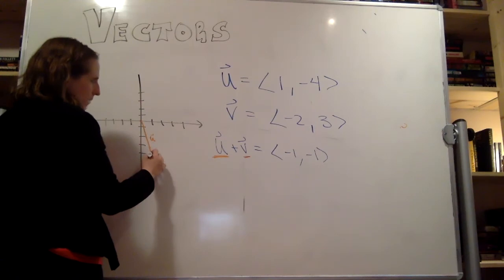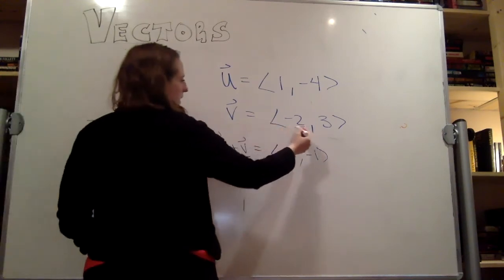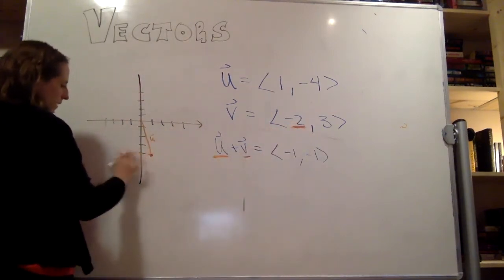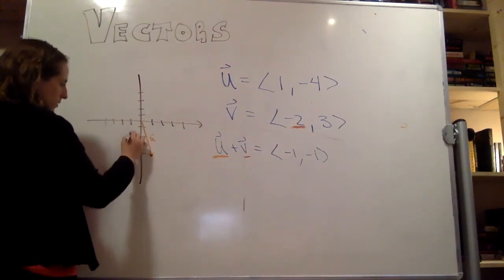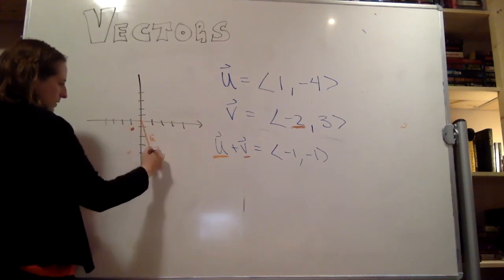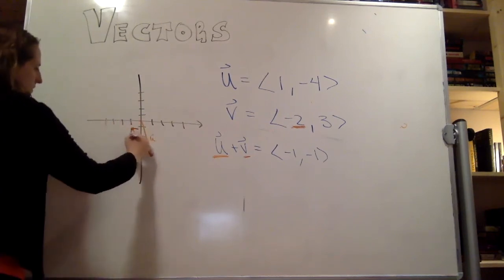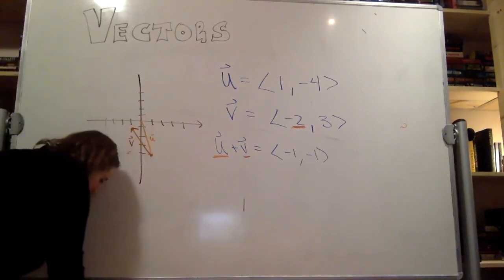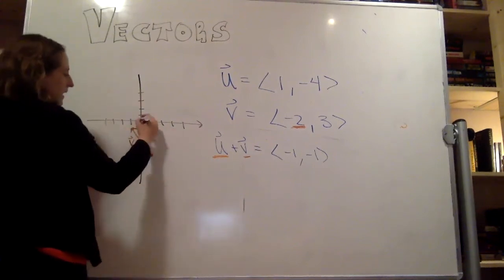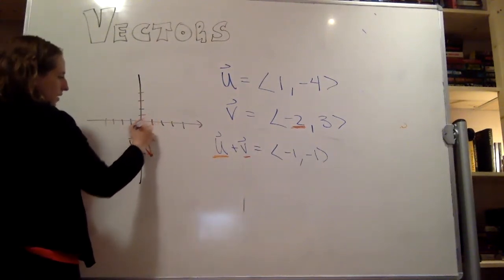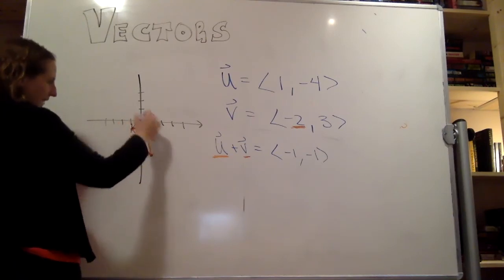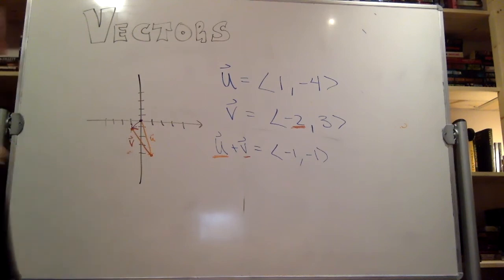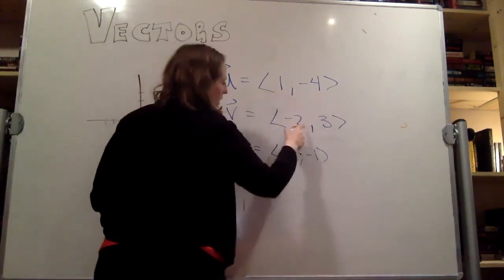But one way to think about the components is as directions. This tells me that from my initial point of v, I go left 2, 1, 2, and then I go up 3, 1, 2, 3. So there's my vector v. I'm adding u plus v, tip to tail, and the resultant vector, meaning the solution to u plus v, would start here and go to v. And notice that's exactly the vector with components -1, -1. So when we add vectors algebraically, we can really add components.